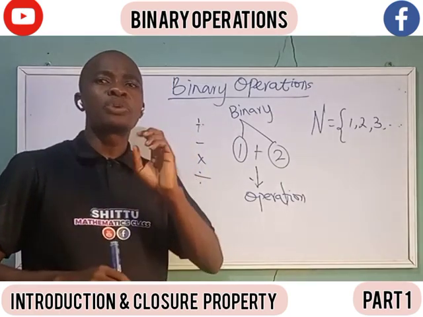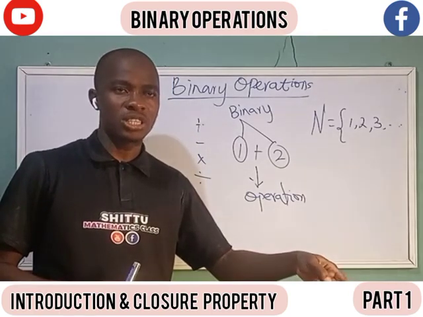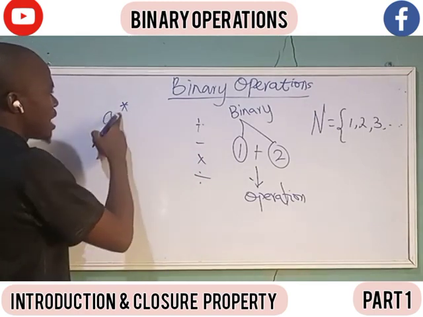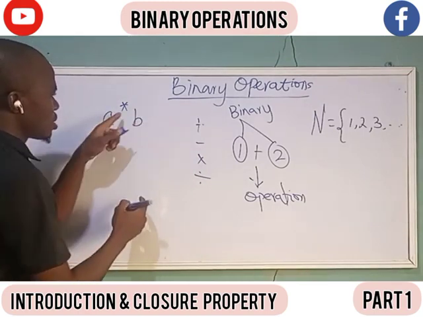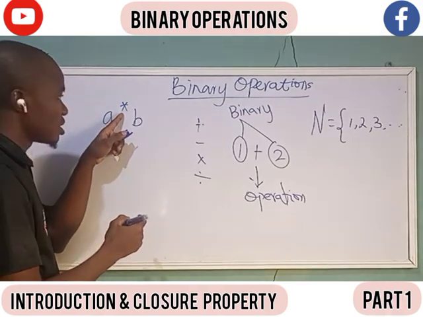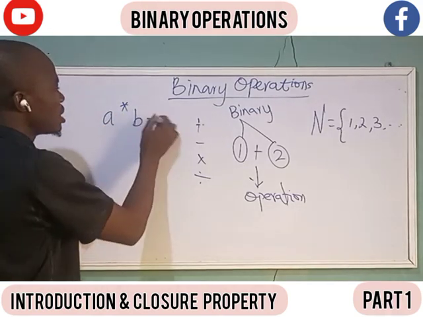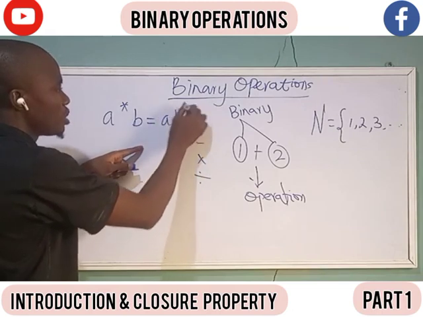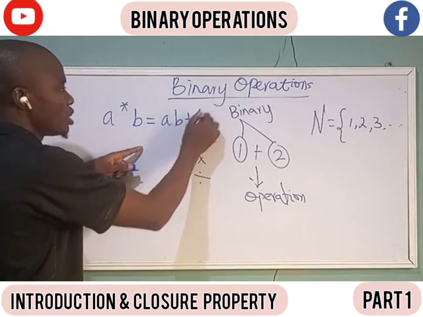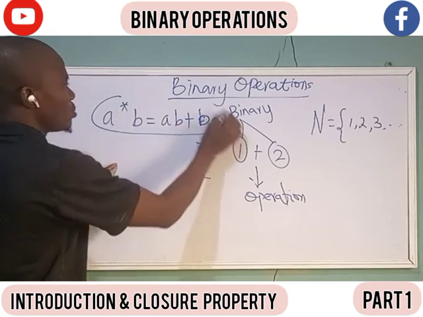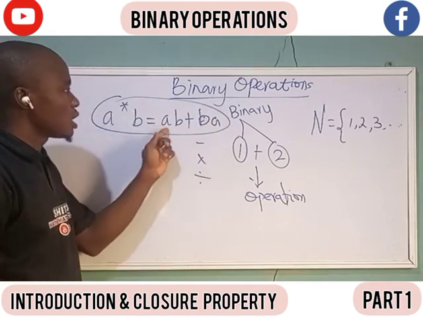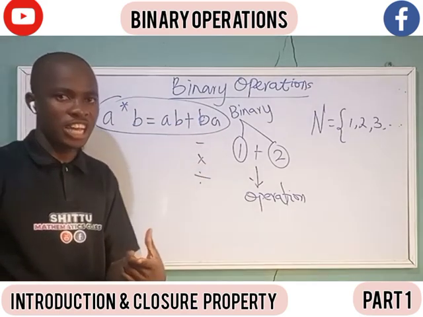The operation will be defined for you. It has to be stated in this form, like A asterisk B. That is the operation. Asterisk is the operation. What is it defined to be? Let's say we have AB plus BA. Look at this here: A asterisk B is equal to AB plus BA.